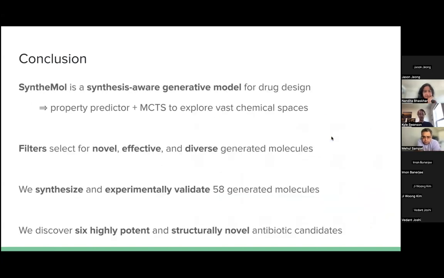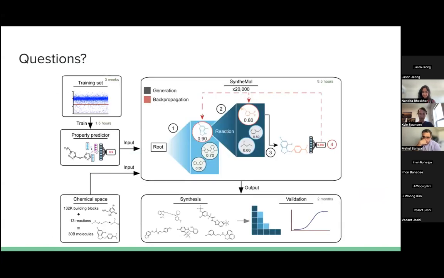So just as a quick summary of what we've talked about, what we built in this work was SyntheMol, which is the synthesis-aware generative model for drug design. The key idea is that it uses a trained property predictor along with Monte Carlo tree search to explore these really vast chemical spaces for exciting new molecules. We also introduced some filters to focus on novel, effective, and diverse generated molecules. And the really exciting part is that we were able to synthesize and experimentally validate 58 of these generated molecules. Among those 58, we found 6 highly potent and structurally novel antibiotic candidates. So we're really excited about the potential of this model to help with drug discovery. I'll end there, and I'm happy to answer any questions.